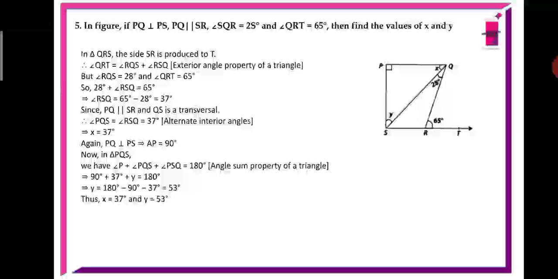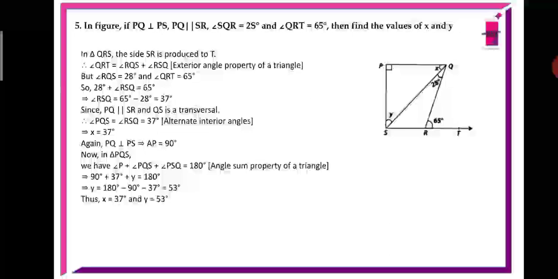Since PQ is parallel to SR and QS is a transversal, angle PQS equals angle RSQ, because they are alternate interior angles. Therefore X equals 37 degrees, because PQS is X and RSQ we found as 37. So the X value equals 37 degrees. Again, PQ is perpendicular to PS, so angle P equals 90 degrees.